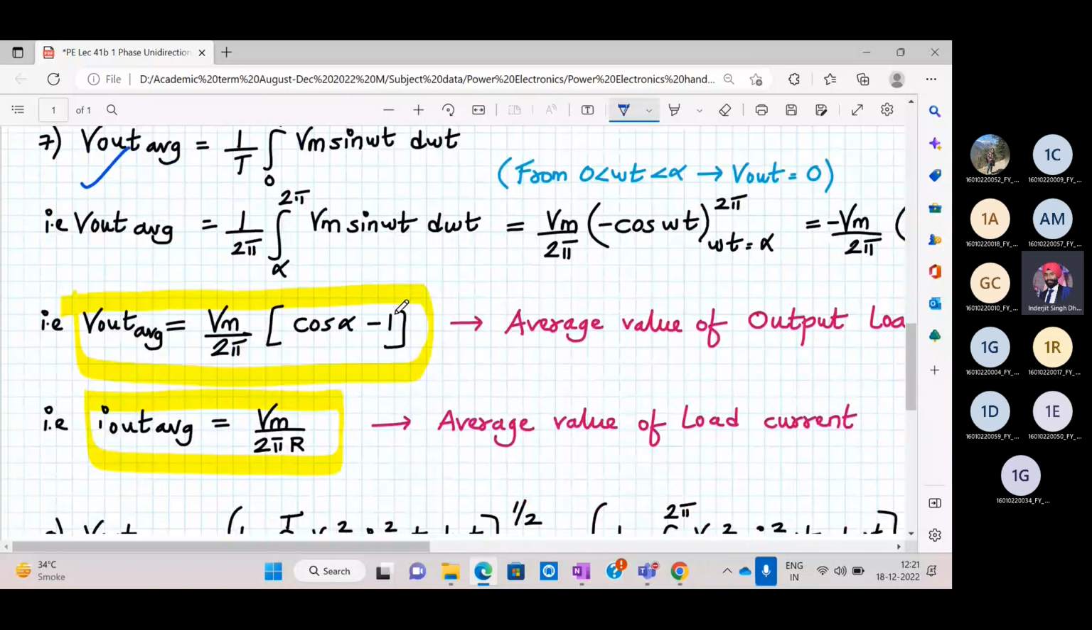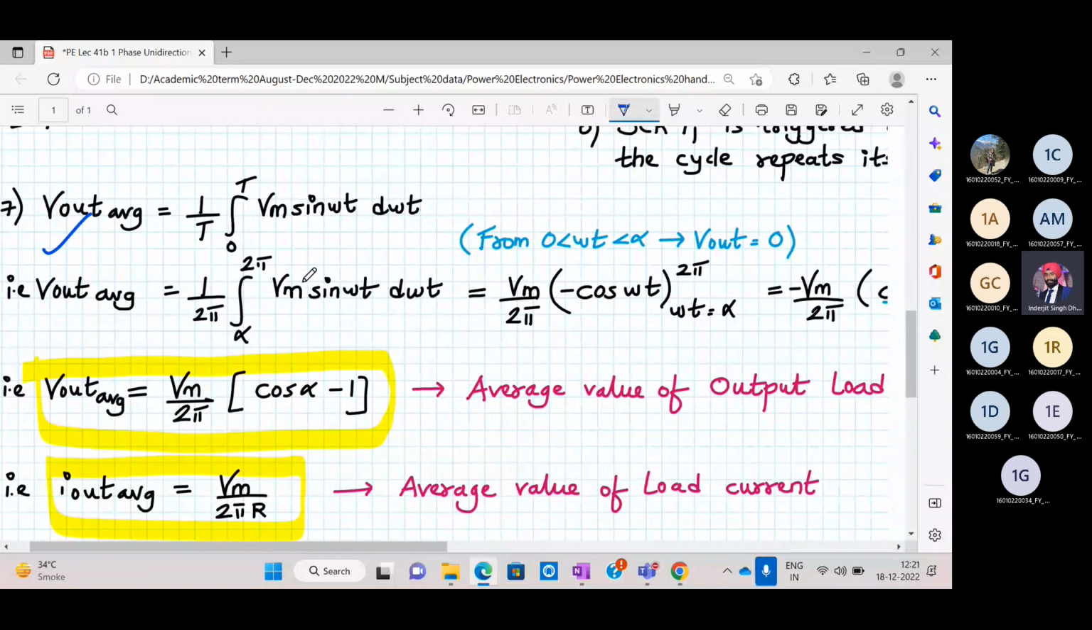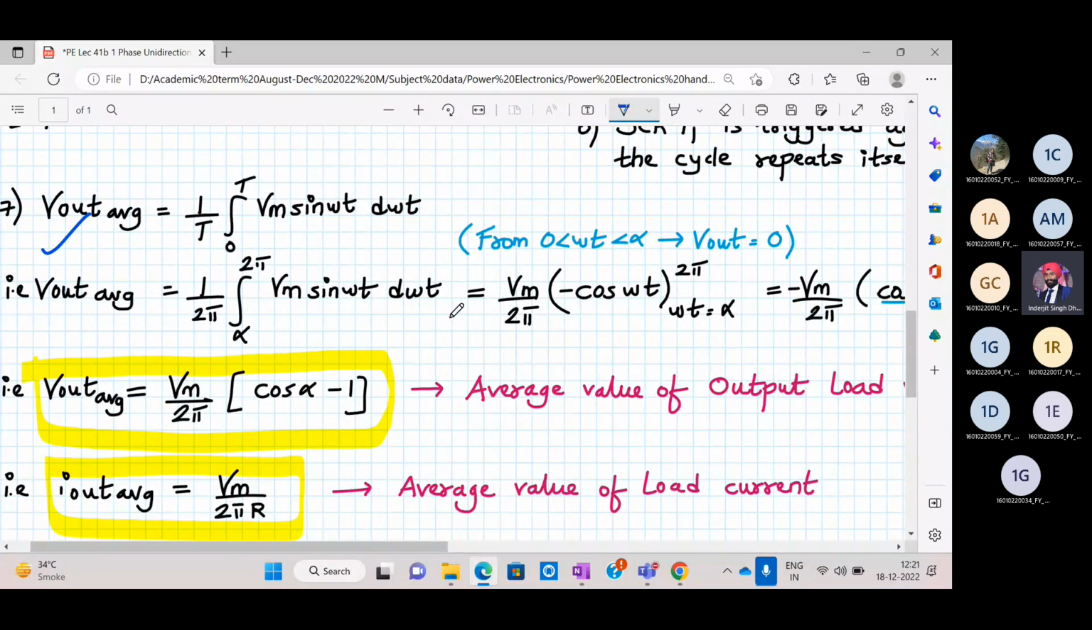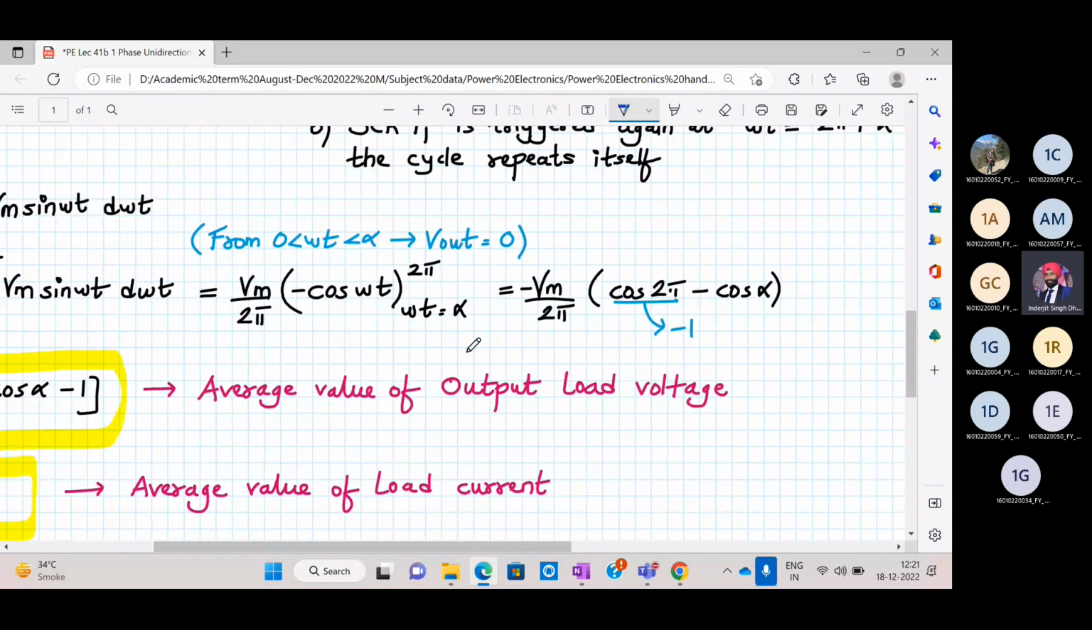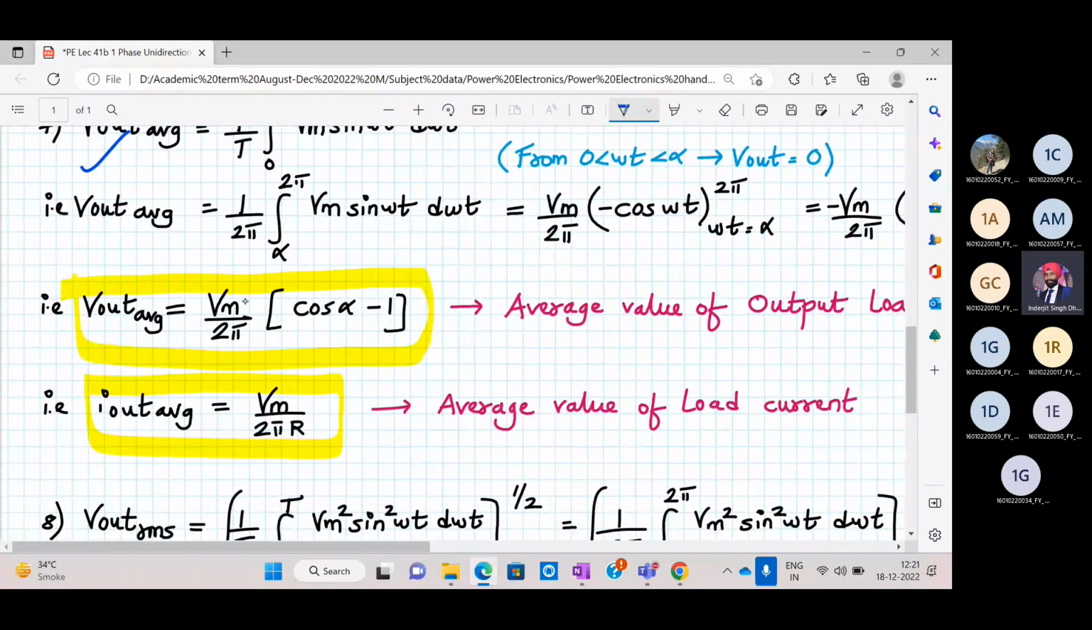So here from 0 to alpha, your output is 0. So the integral limits will go from alpha to 2 pi. And you can plug in the values over here. The 2 pi value is minus 1. And here the average value of the output load voltage is Vm upon 2 pi into cos alpha minus 1. Similarly, the output current average will be Vm upon 2 pi R.